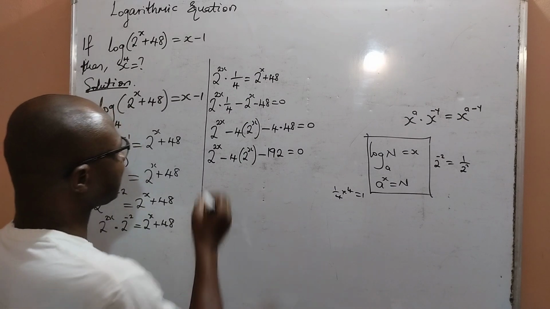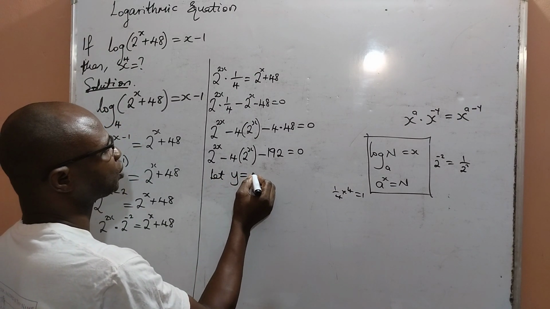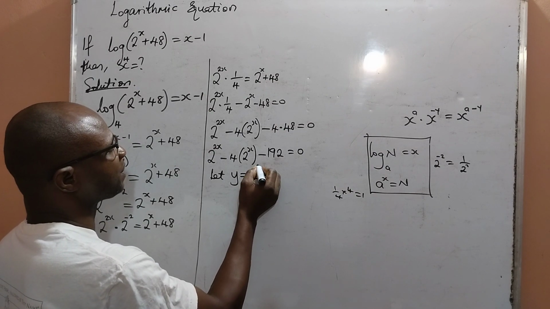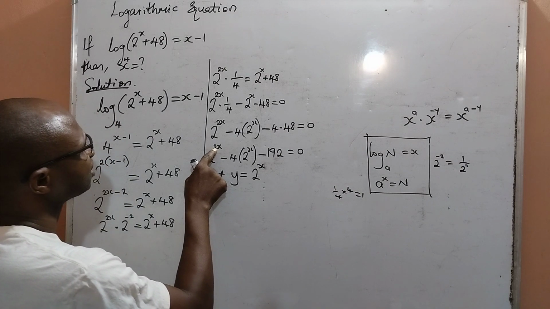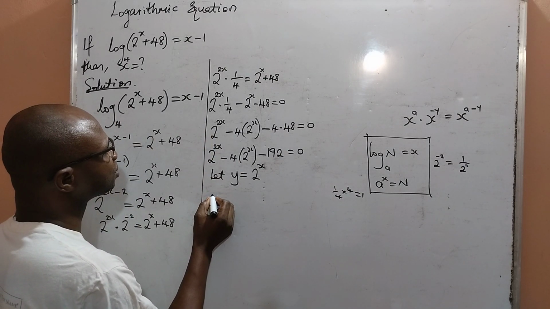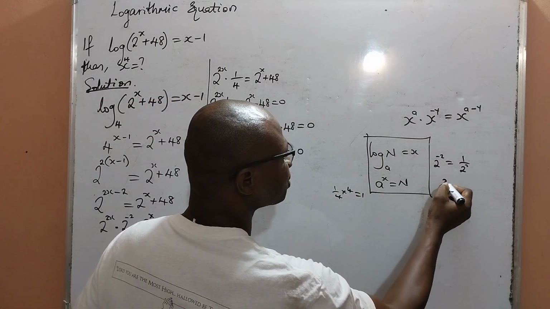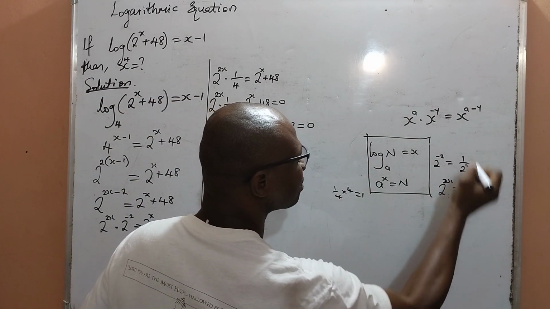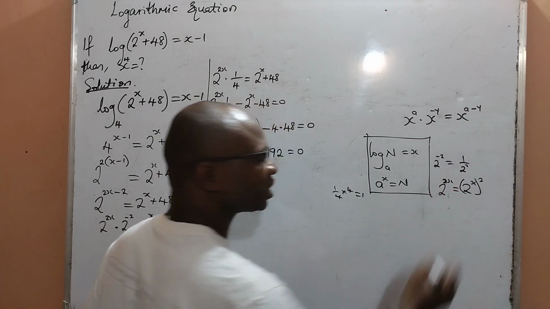At this point, let y be equal to 2 raised to power x. That means by law of indices, 2 raised to power 2x can be written as 2 raised to power x, then all to the power of 2.